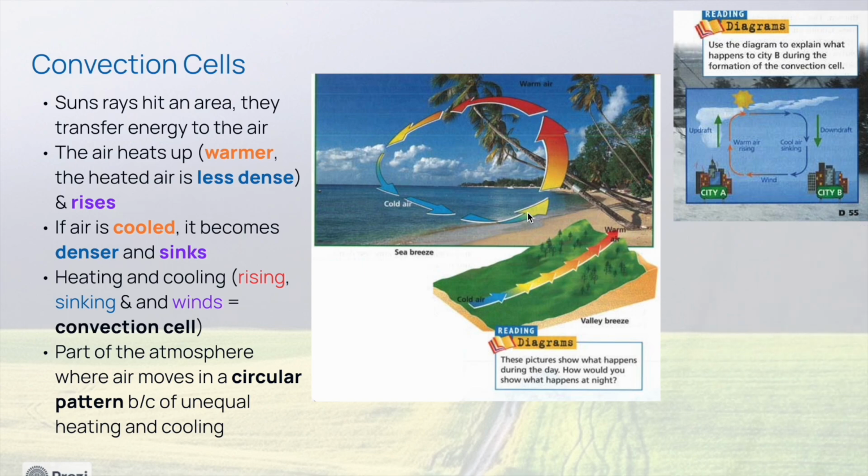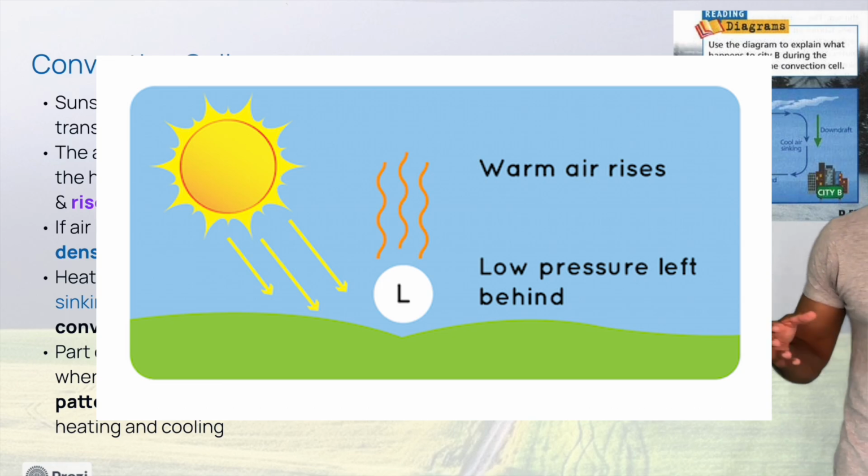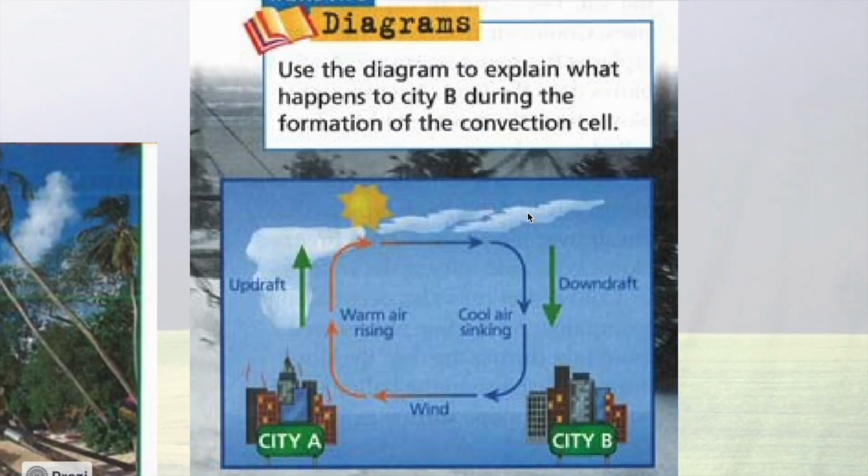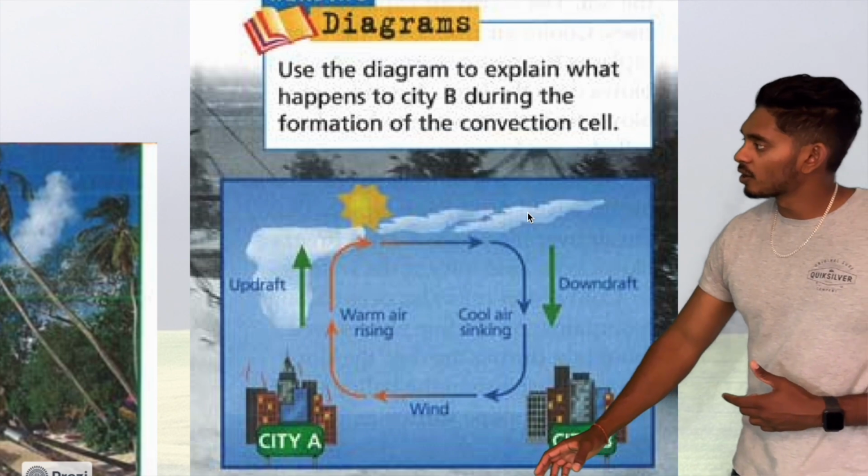The heating and cooling of air, the rising and sinking of air, creates the wind and is called a convection cell. So here we have this diagram of that circular pattern where the warm air rises.